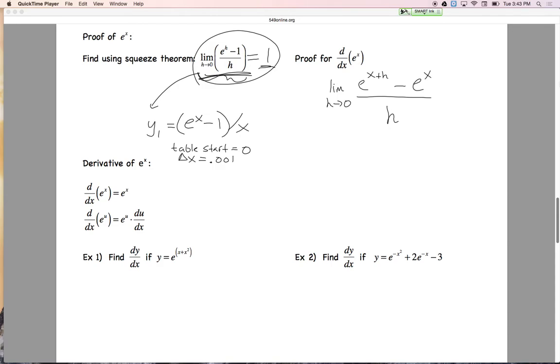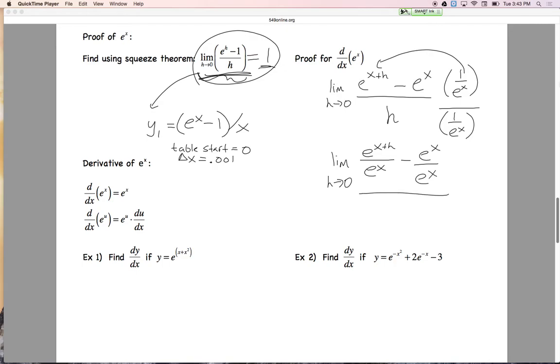I'm going to divide everything in the top part of this problem by e to the x. So I'm going to multiply top and bottom by 1 divided by e to the x, and I'll do the same thing on the bottom. It'll be 1 divided by e to the x. So we'll have the limit as h approaches 0. If I distribute this, we're going to have e to the x plus h divided by e to the x minus e to the x divided by e to the x, all over h, times 1 over e to the x. And you probably see where I'm going with this.